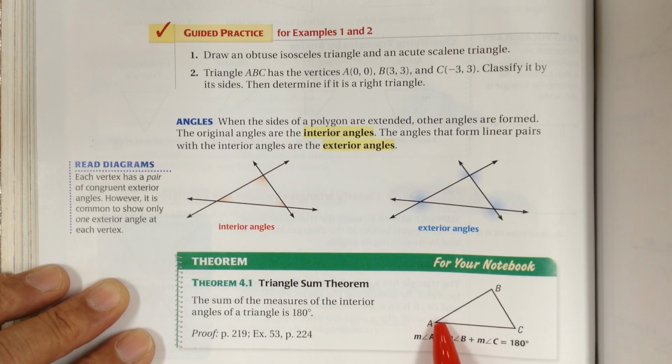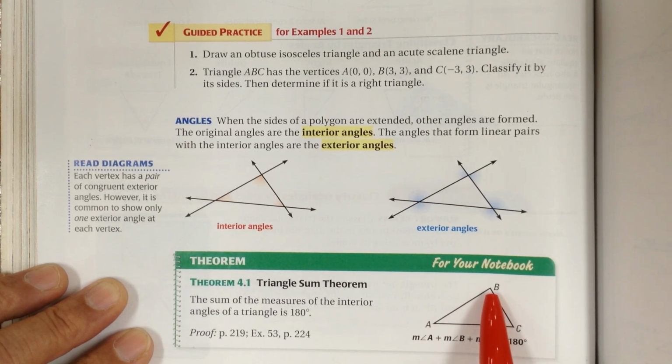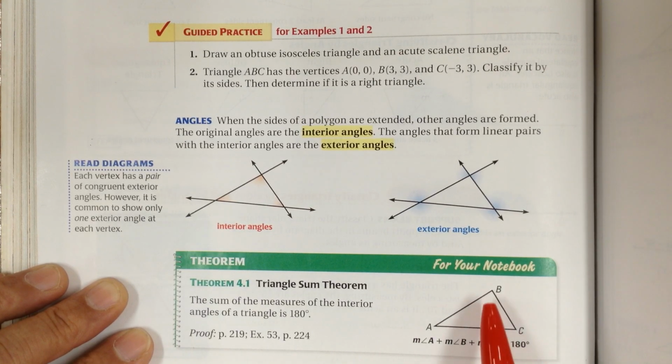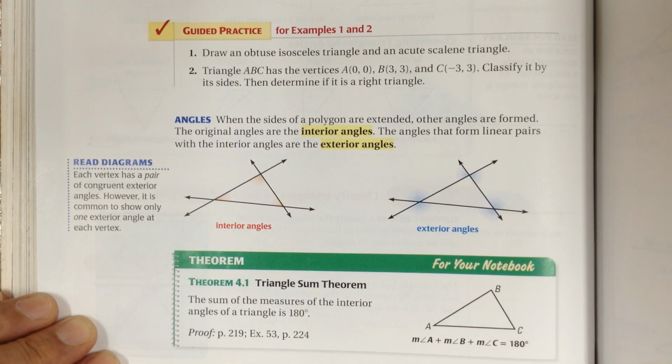So over here, measure angle A plus measure angle B plus measure angle C will equal 180. So in other words, when you add the three angles of a triangle together, it will always equal 180.